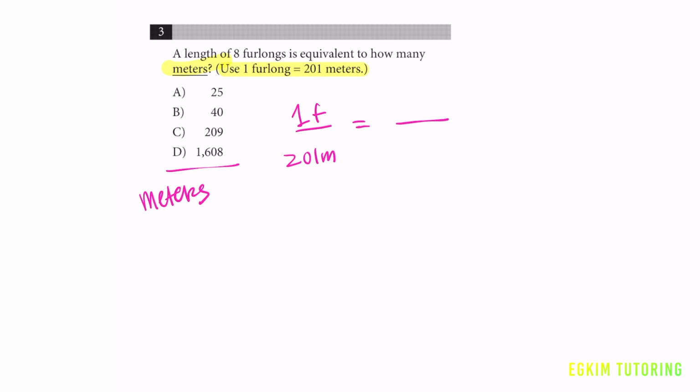So in this case, they said that you had 8 furlongs. So I would put 8 furlongs on the top, and then it's asking for how many meters, so we obviously don't know that, so I'm just going to put x meters on the bottom. The next part is to cross multiply. You can go ahead and just do that. I'm just going to rewrite it without the units just because it's easier to see. And then I would go ahead and cross multiply.